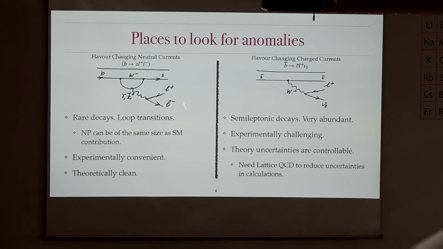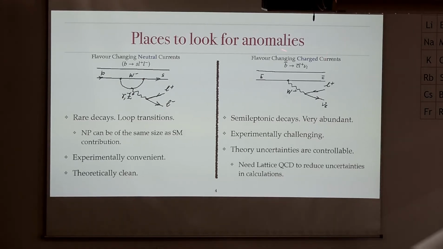Also, we have two charged leptons in the final state. So from the experimental point of view, this is more convenient. We can reconstruct everything in our decay. And also, from the theory point of view, they are cleaner or easier to compute. Although I'm recorded, I will deny having said that any theory calculation is easy.